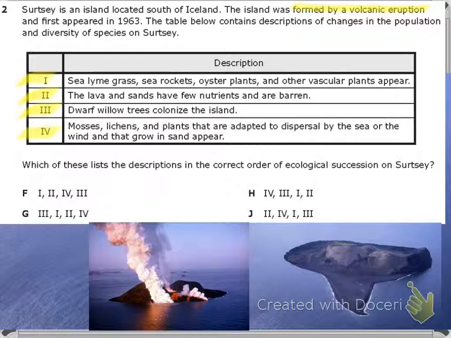Highlighter 1 through 3. So first let's think, okay, which of these descriptions is probably the most sophisticated thing? Because the most sophisticated thing will probably happen last. So I see sea lime grass, in other words, grasses and vascular plants. I see lava and sands that have few nutrients and are barren, dwarf willow trees, and then mosses and lichen. Well, of these four things, probably the trees are the most sophisticated, right? That makes the most sense. So if anything, I'm probably going to mark the trees as last. And the answer choices that I see as marking those as last are F and J. So we're kind of down to 2 right now, but let's keep going.